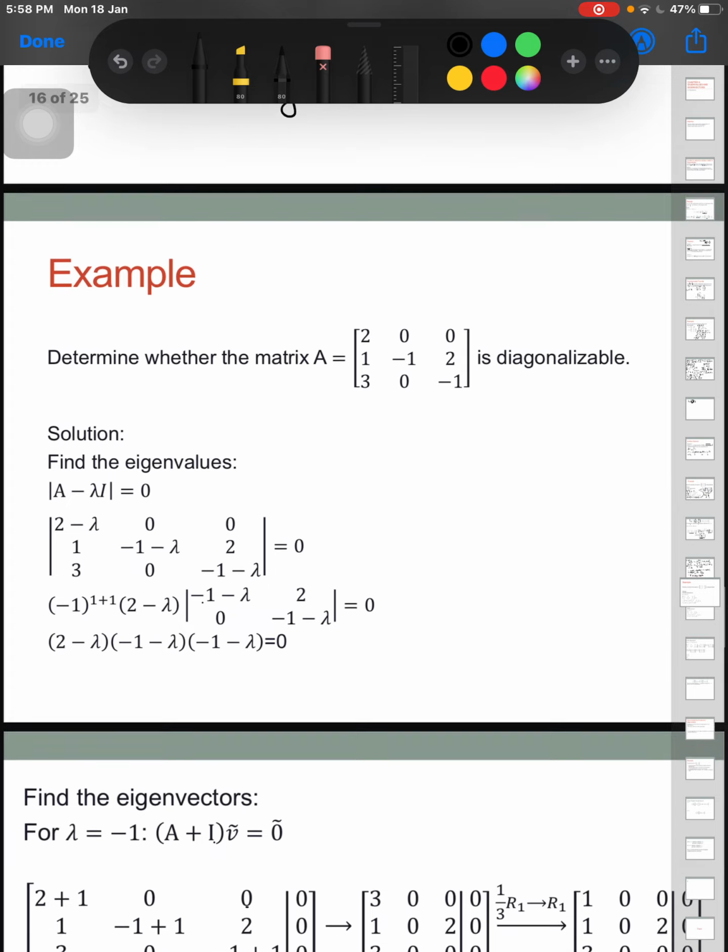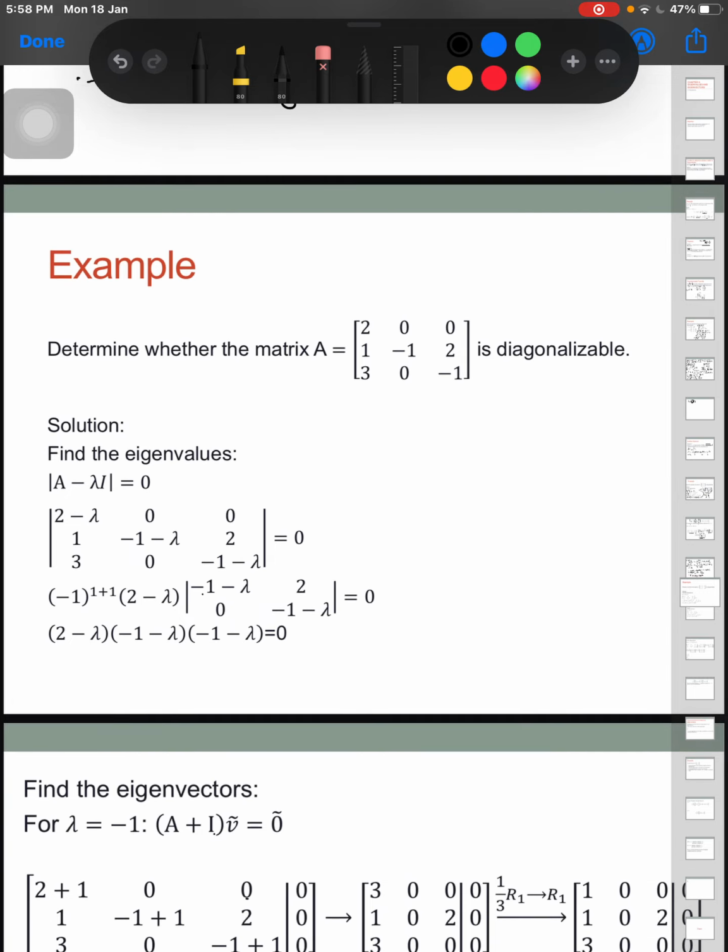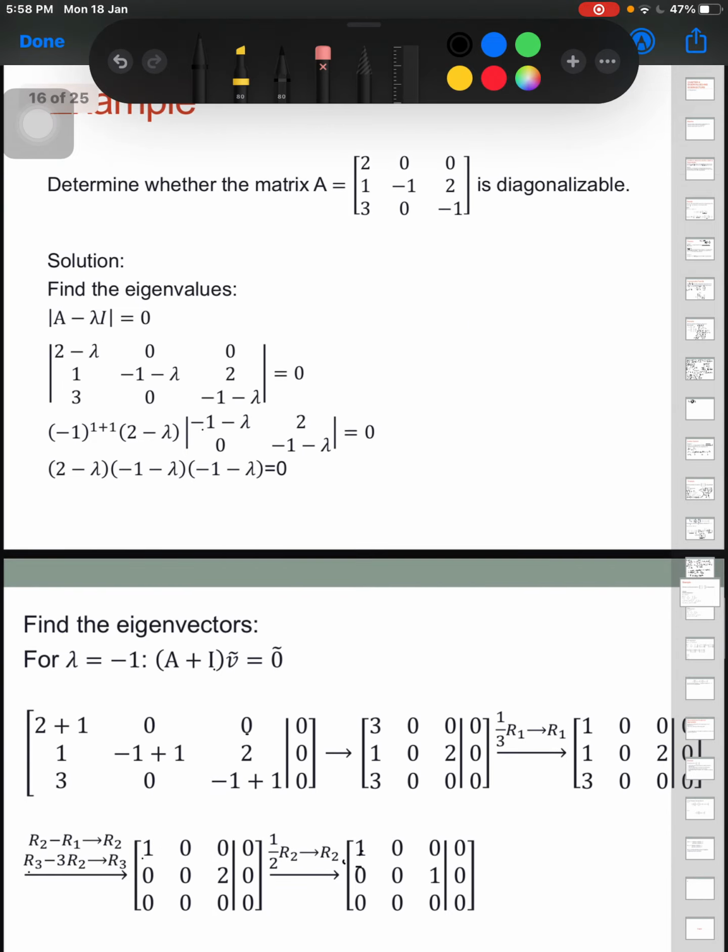Okay, so another example. Determine whether the matrix A is diagonalizable or not. So first, find the eigenvalues, using determinant of A minus lambda I equal to 0. So we have this form. So determinant equal to 0.